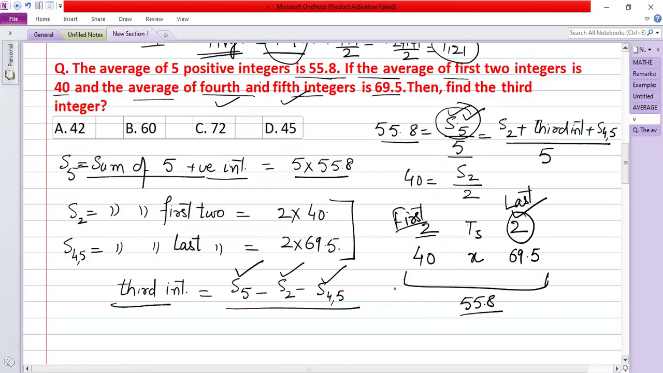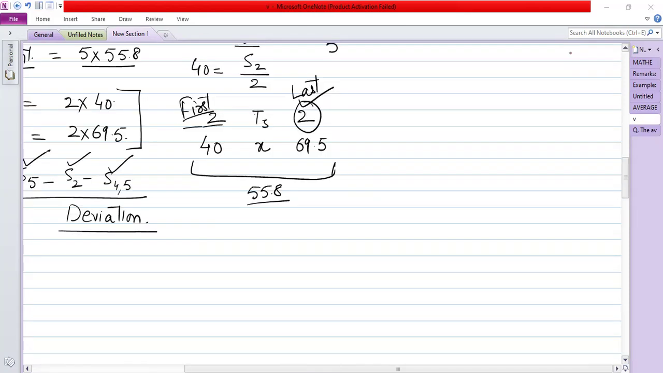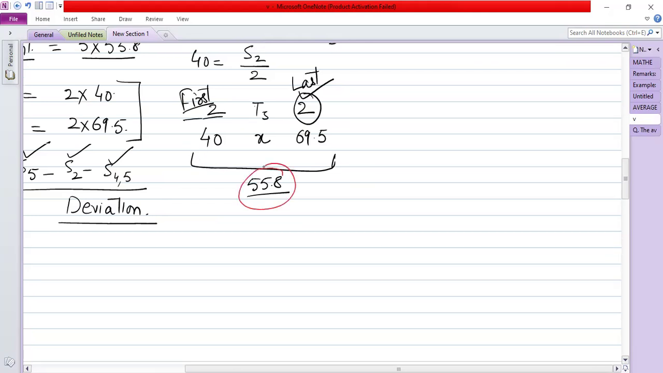Now, this method which I am going to discuss, the shortcut technique, goes by the name of the deviation method. And actually, this method is important, so one must listen to it very carefully, because it is used in many questions. So we have a total of 5 terms whose average is 55.8.